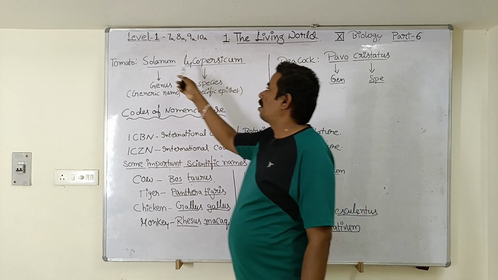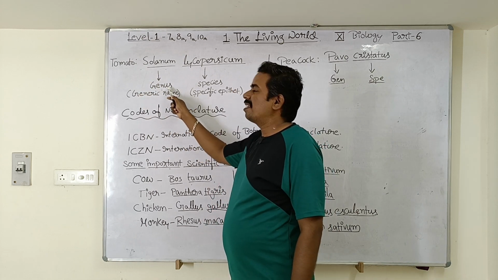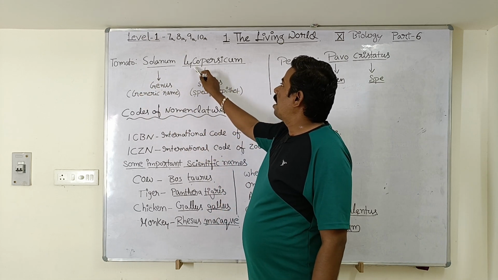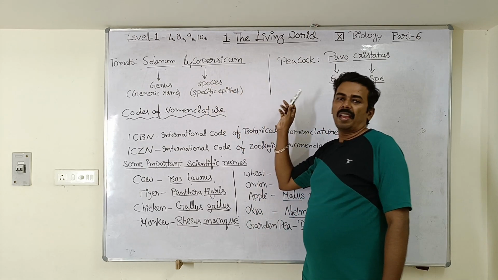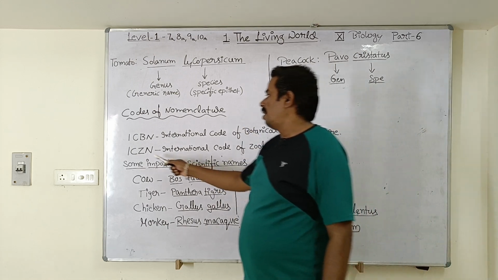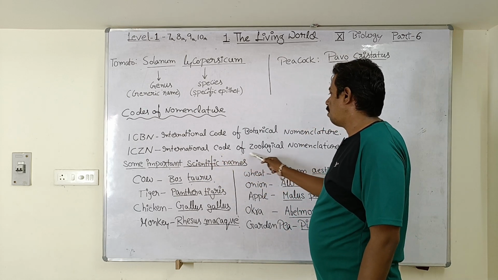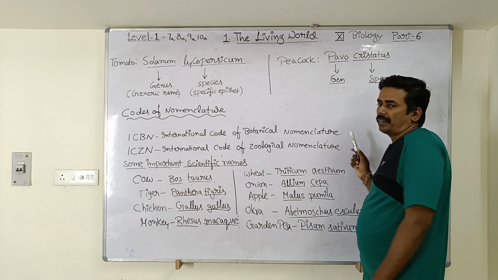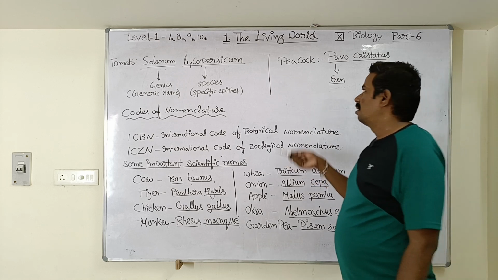Here Solanum, the first word, represents the generic name, otherwise called the genus. The second word, lycopersicum, represents the species, otherwise called the specific epithet. Next, ICZN. ICZN stands for International Code of Zoological Nomenclature. The ICZN code is used for naming animals.